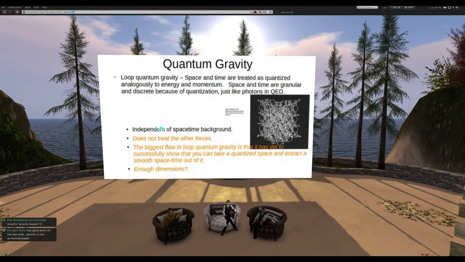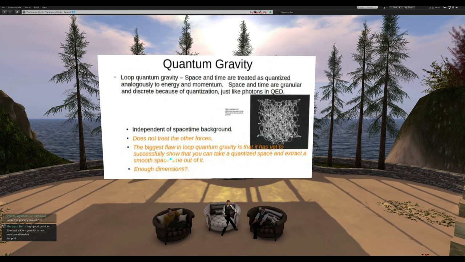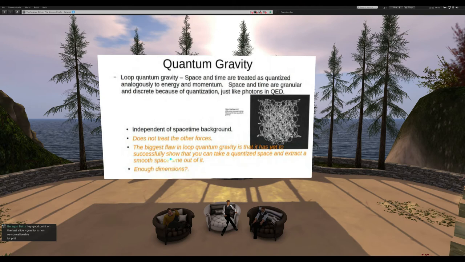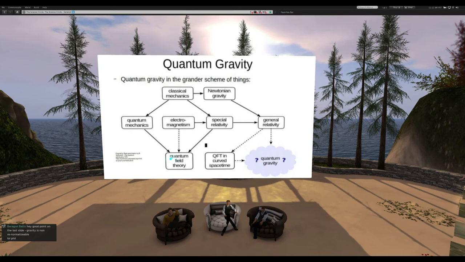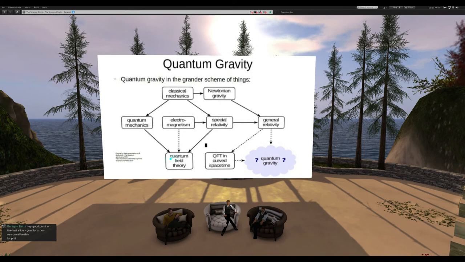Then there's loop quantum gravity. This is interesting. Space and time are like little grains of sand almost, except they're in the form of loops. This is independent of the space-time background. The problem is it doesn't treat the other forces. Can you get a smooth space-time out of it? And are there enough dimensions in this theory? I think there's some question as to whether that's the case or not.